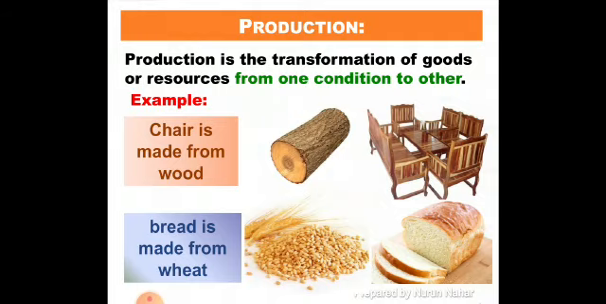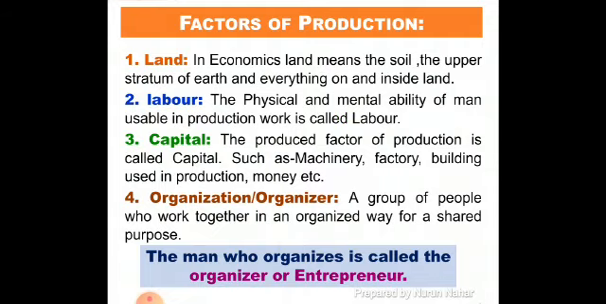In the other picture, you can see wheat and bread. Seeing this picture, we can easily explain bread is made from wheat. So, from two natural components, wood and wheat, by transforming the features, we can easily produce furniture and bread. So, that is called production. We know that there are four factors of production: land, labor, capital, and organization.